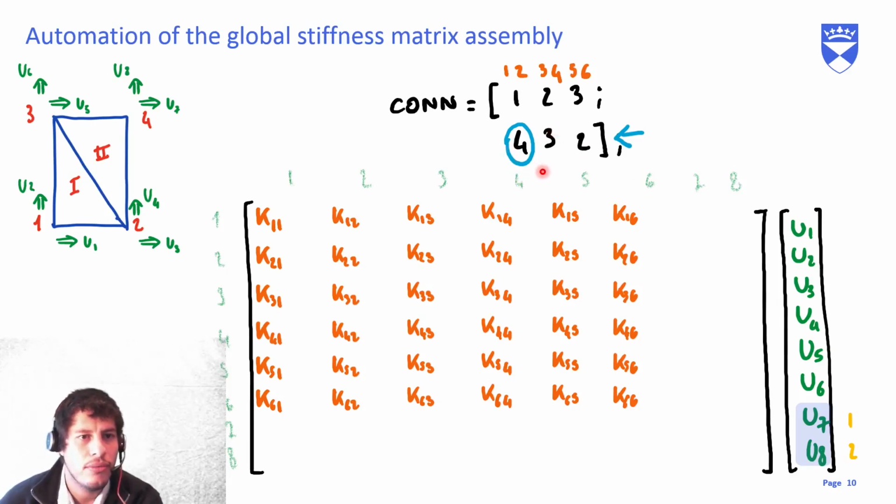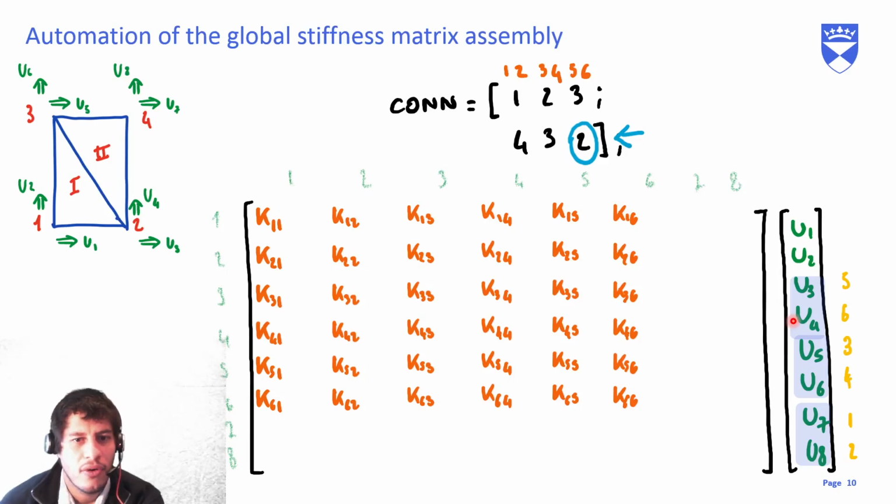let's look at element 2. The connectivity of element 2 is connected by node 4, 3, 2. So for 4, we do 2n minus 1, u7, and 2n is u8, and then we have 1, 2. And then we have node 3, we have 2 times 3 is 6 minus 1, 5. So we have u5 and u6. And then 2 times 2 minus 1 is 3. So u3, and 2 times 2 is 4, u4.